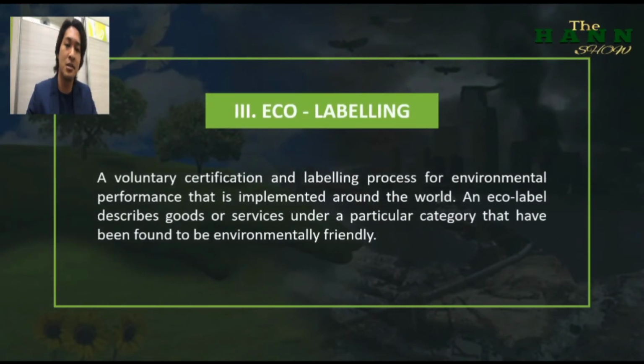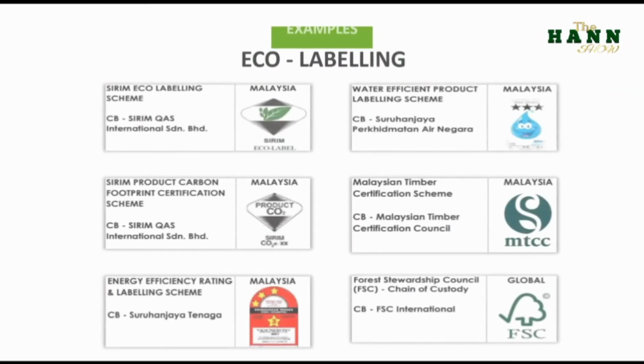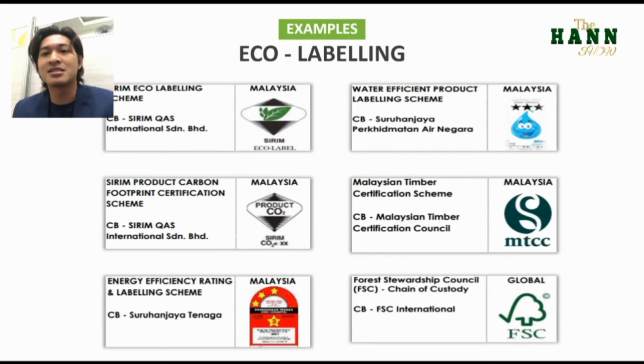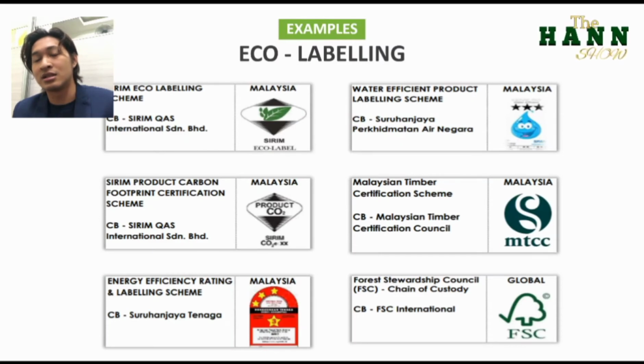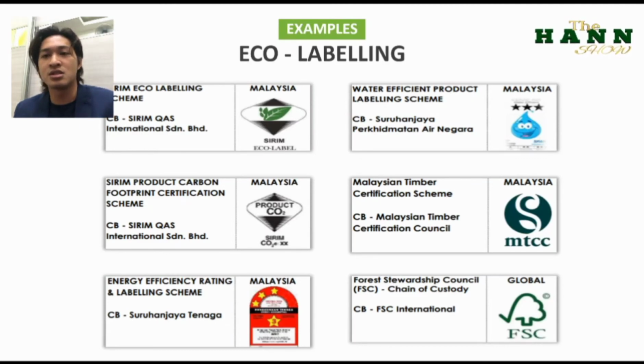Another current initiative is the eco-labeling. Eco-labeling is a voluntary certification and labeling process for environmental performance that is implemented around the world. And eco-labeling describes goods or services under a particular category that have been found to be environmentally friendly. So these are the examples of eco-labeling. As you can see, there are several eco-labels in Malaysia that we usually find in services or goods.